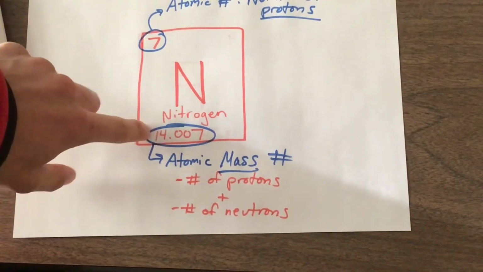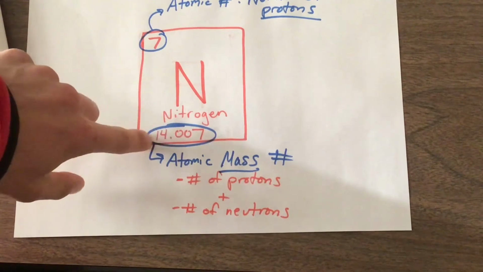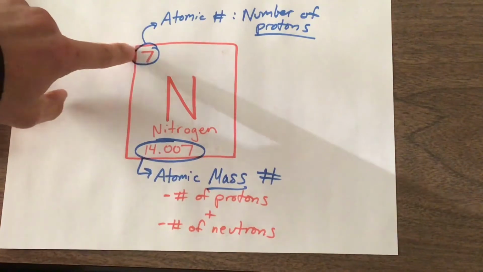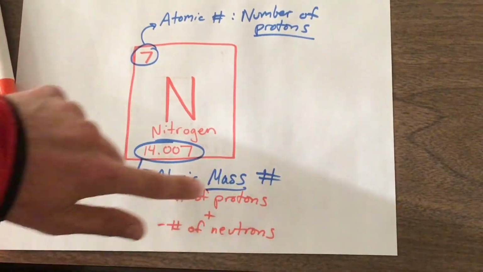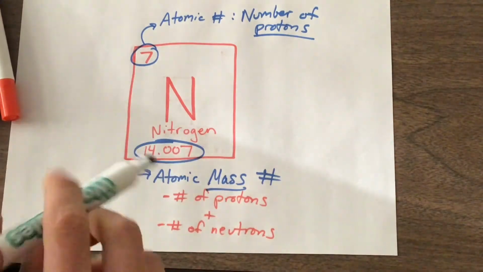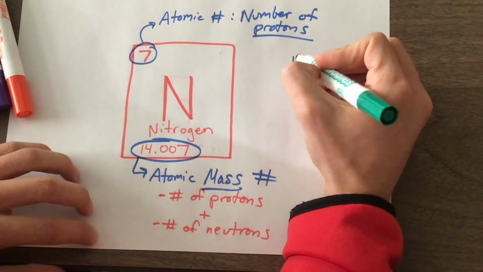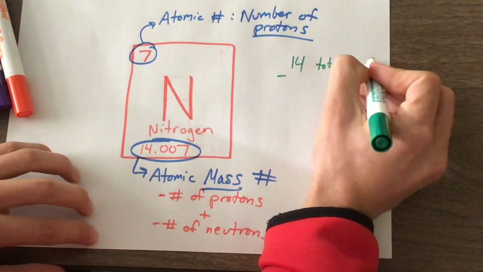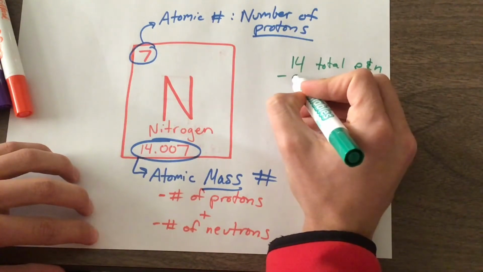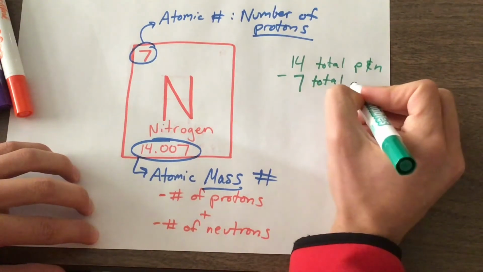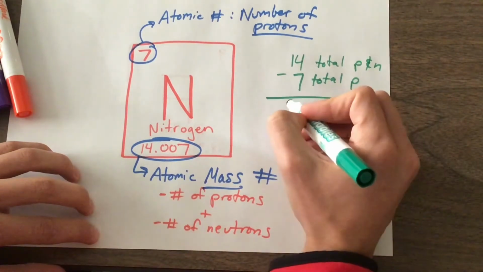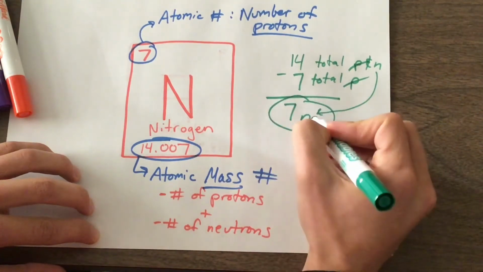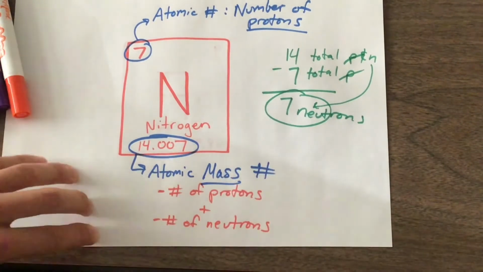So if we have the atomic mass number, we can see how many neutrons there are in an element because we have the protons. We take the total minus the number of protons. That's going to leave us with the number of neutrons. So in this case, 14.007, we can just round that to 14. So 14 total protons and neutrons, minus 7 total protons, gives us 7 neutrons in this element here.